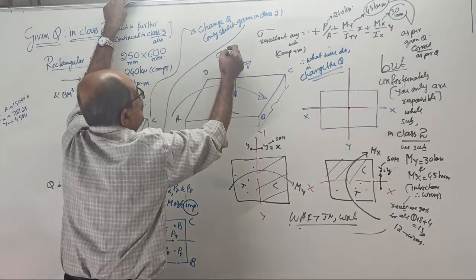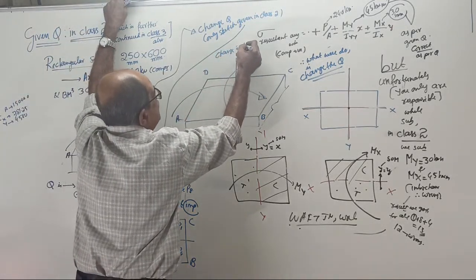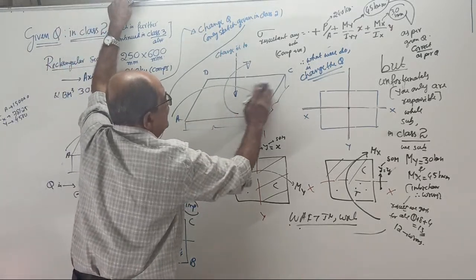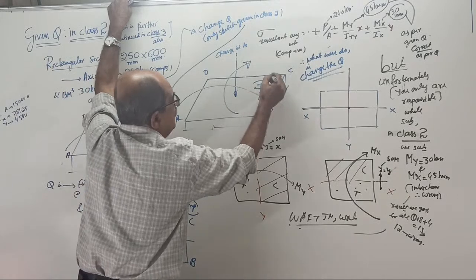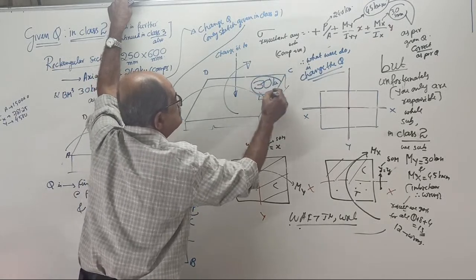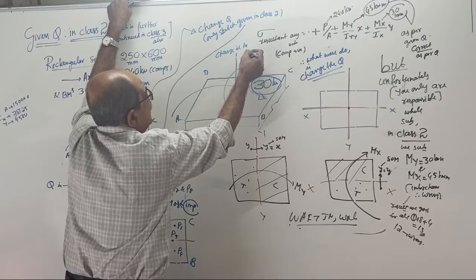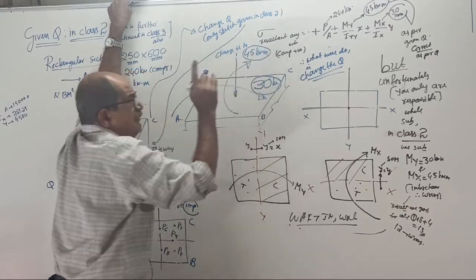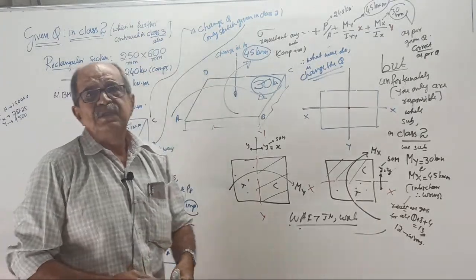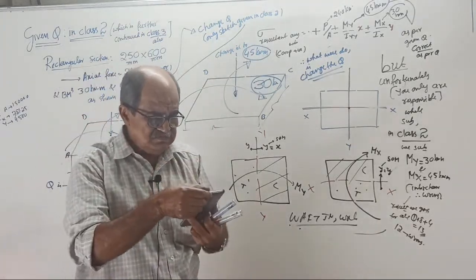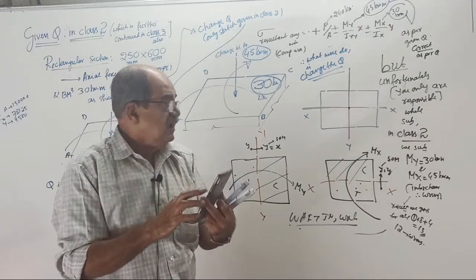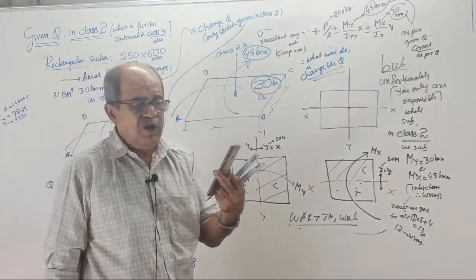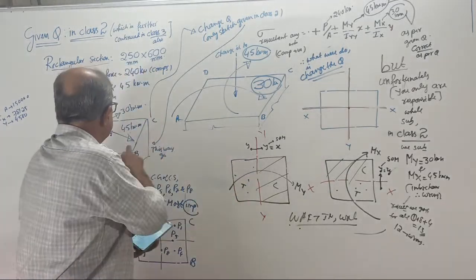Change it to... I told 45 here. Make it 30 kilonewton meter. I will round off. Make it 45 kN meter. In the question, when you make a fair copy, change it to 30 and 45. Clear this way now? Clear or not? First, change the question.